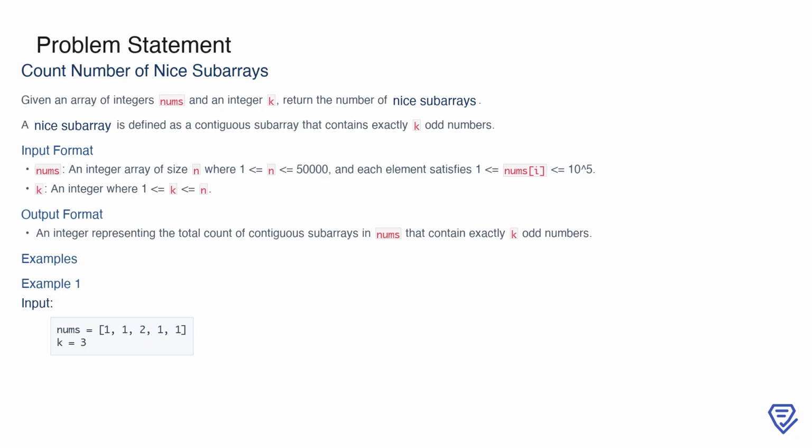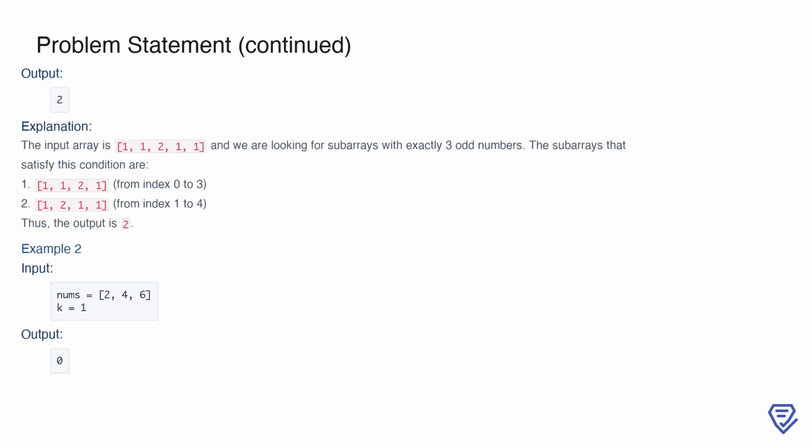Let's look at an example to clarify what this means. Suppose the input array is 1, 1, 2, 1, 1, and k is 3. The task is to find subarrays that contain exactly 3 odd numbers. In this case, 2 subarrays meet the criteria: 1, 1, 2, 1, which spans indices 0 to 3, and 1, 2, 1, 1, which spans indices 1 to 4. Since there are 2 such subarrays, the output is 2.